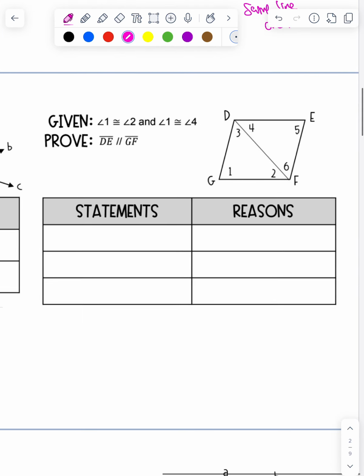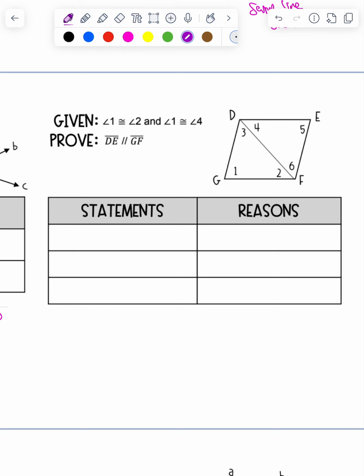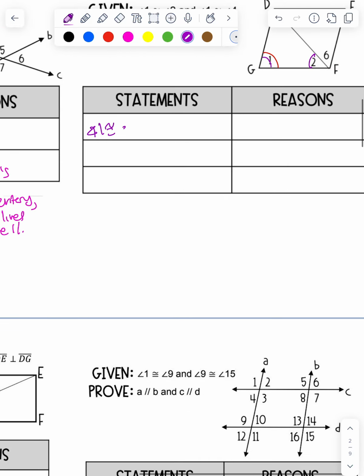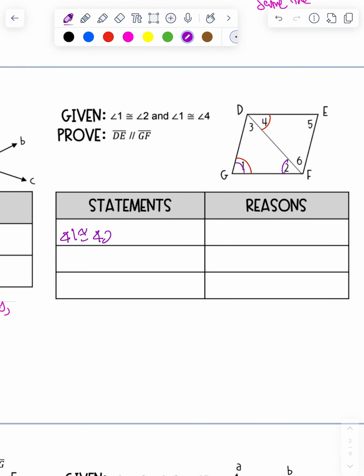Moving on to the next one, we are given that angle 1 is congruent to angle 2. And we're also given that angle 1 is congruent to angle 4. So I'm going to write that down. Angle 1 congruent to angle 2. And angle 1 is congruent to angle 4. And that was given to us. And we need to prove that DE is parallel to GF.